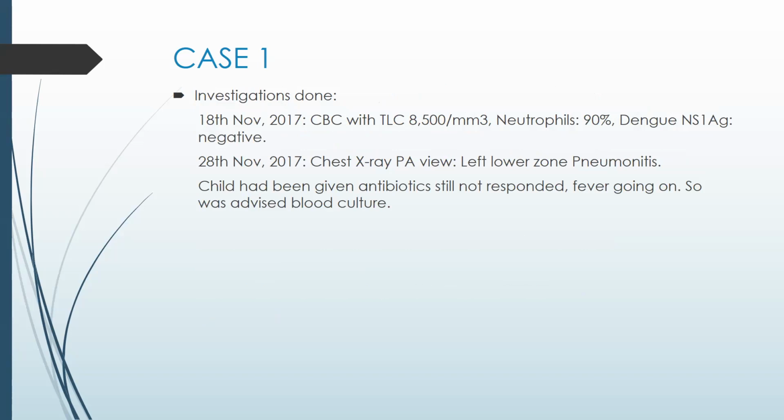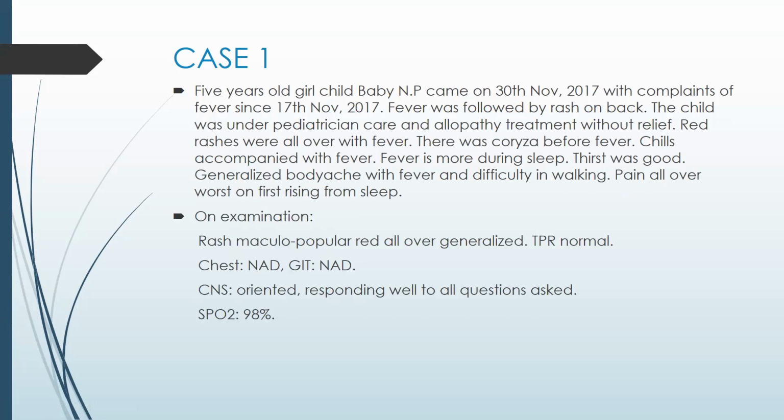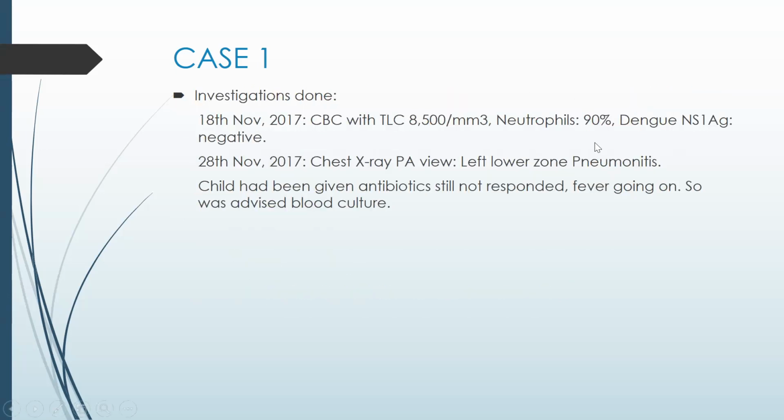On 18 November, the CBC was done, count of around 8,500, but neutrophilia of around 90%. Dengue was negative. And on 28th of November, that is after 10 days, the chest X-ray was done, which showed left zone pneumonitis. That was the case. The child had come to me on 30th of November. Before that, the X-ray was done, which showed pneumonitis. That's when the child had come to me.